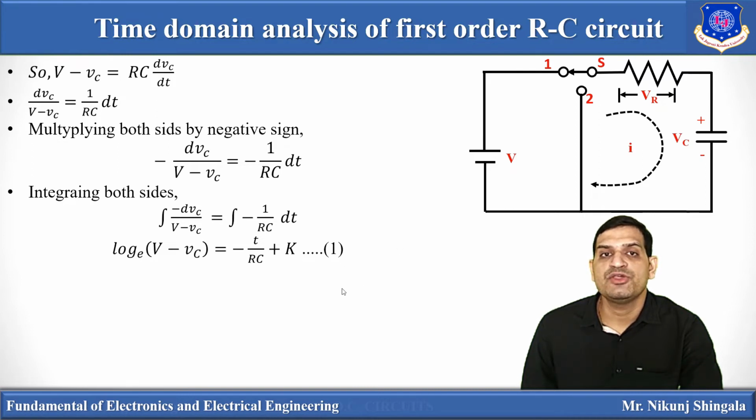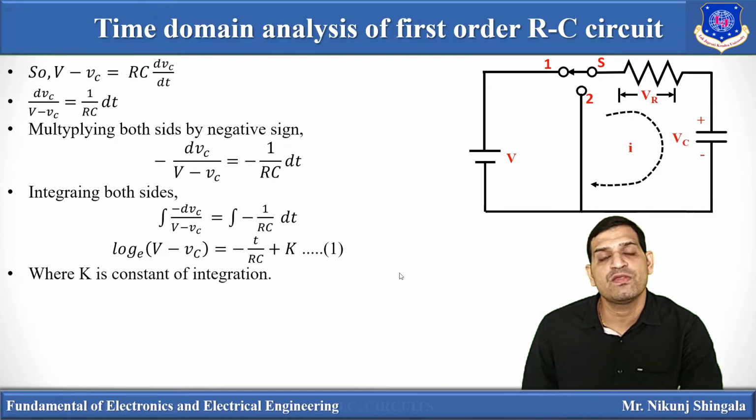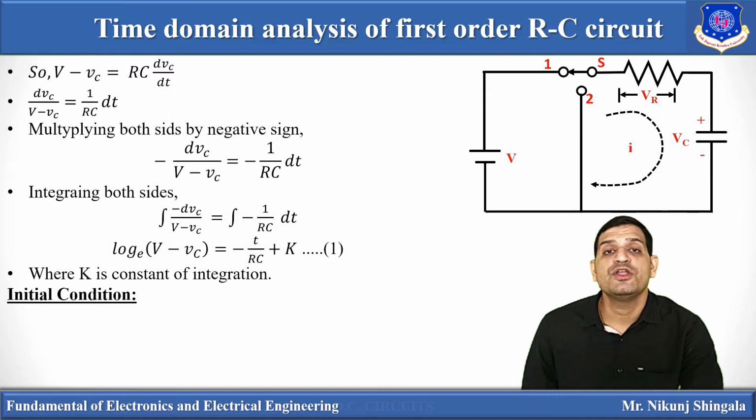Now this is an equation which consists of a constant, and k is a constant, which is nothing but the constant of integration. So we have to first find out the value of the constant of integration using the condition known as the initial condition. At the initial time, what was the value of the capacitor voltage? At time t is equal to 0 is the initial condition at which the switch was closed.